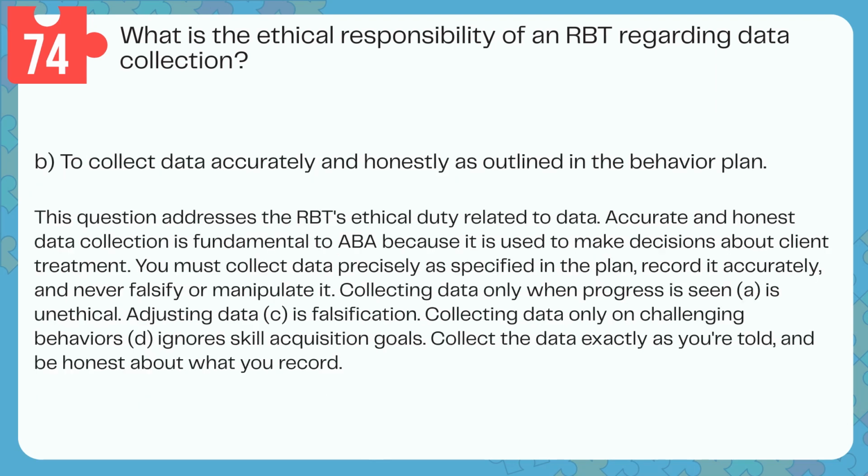Answer: B. To collect data accurately and honestly as outlined in the behavior plan. This question addresses the RBT's ethical duty related to data. Accurate and honest data collection is fundamental to ABA because it is used to make decisions about client treatment. You must collect data precisely as specified in the plan, record it accurately, and never falsify or manipulate it. Collecting data only when progress is seen, A, is unethical. Adjusting data, C, is falsification. Collecting data only on challenging behaviors, D, ignores skill acquisition goals. Collect the data exactly as you're told and be honest about what you record.